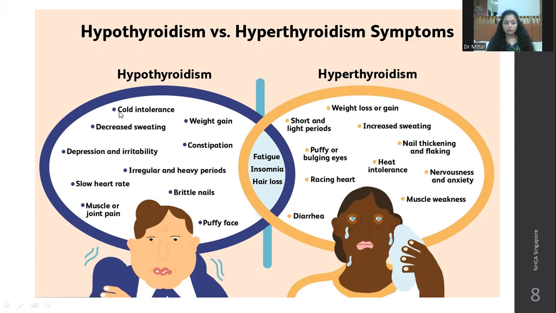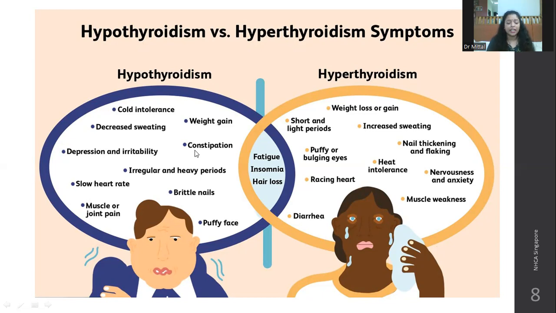So hypothyroidism: cold intolerance, even if you're sitting under a fan, the air currents of the fan make you feel chilly. Weight gain. Weight gain is not too much. You cannot attribute your lifestyle choices to thyroid issues. We will see that later. It's one of the myth busters.